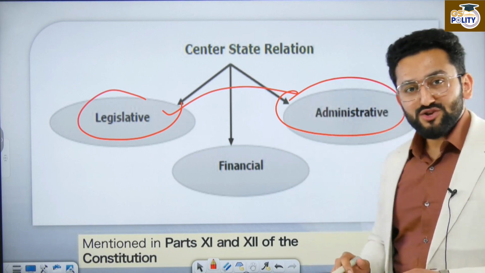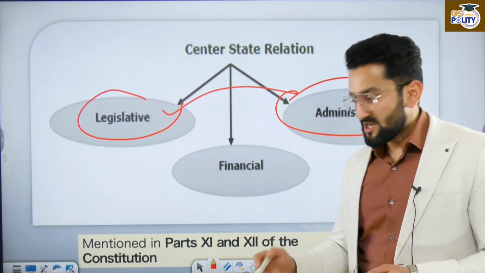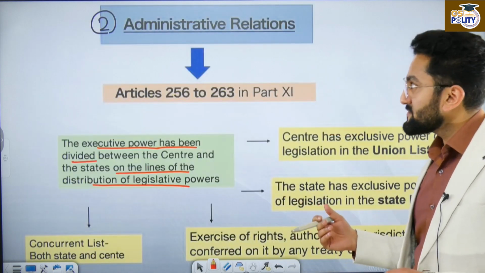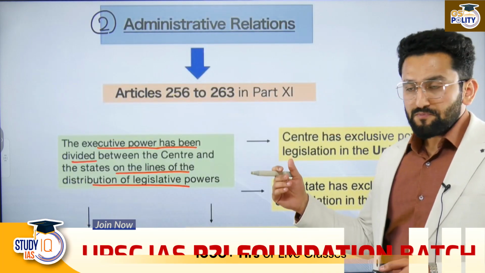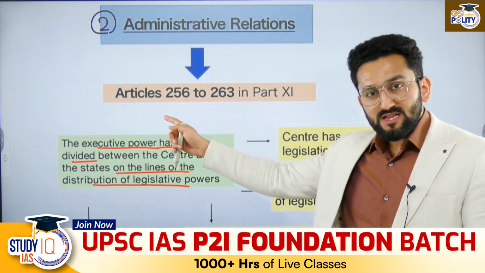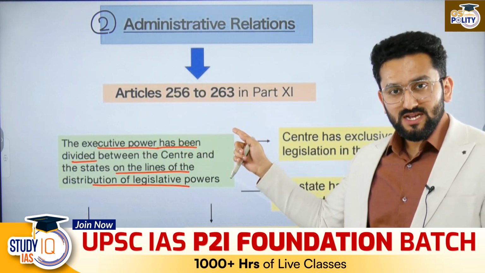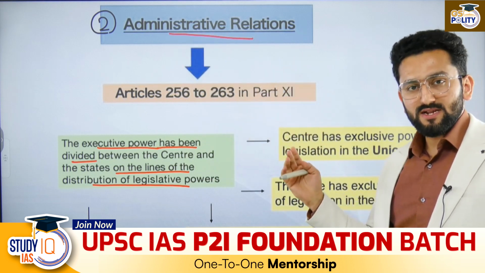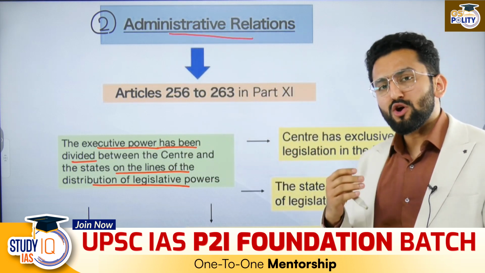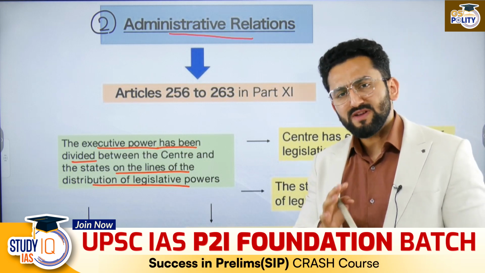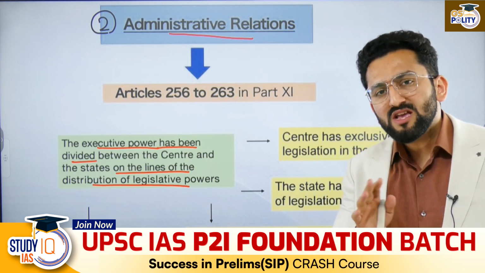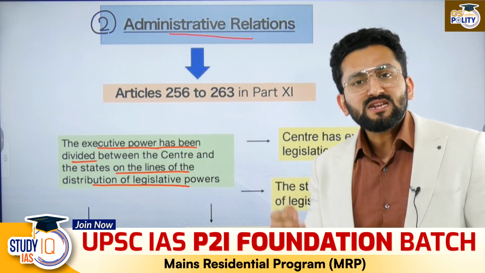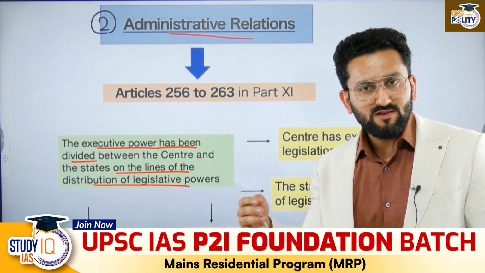So these relations are mentioned in part 11 and part 12 of Indian Constitution. This is a factual information. Now, Article 256 to Article 263, they deal with administrative relations between center and state. If we talk about the basis of categorization, we can say majorly theme is same as we learn in legislative aspect of center-state relations. What does it mean?